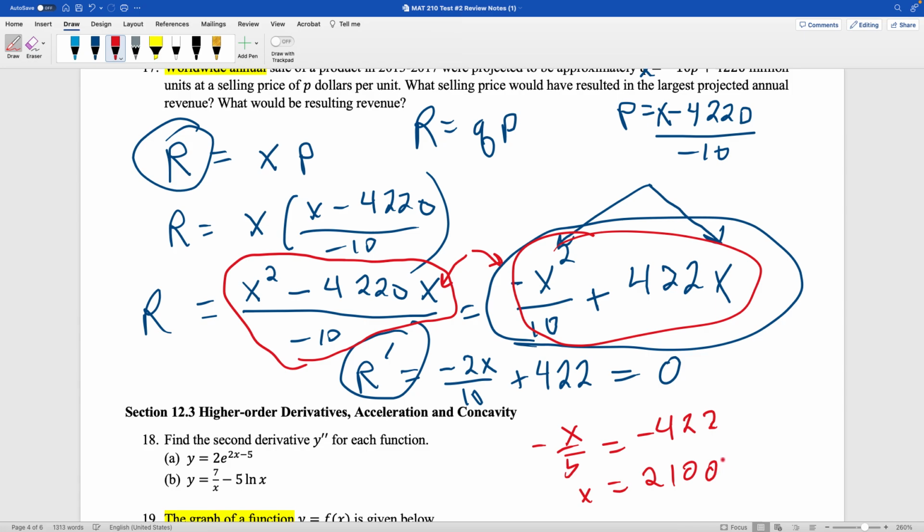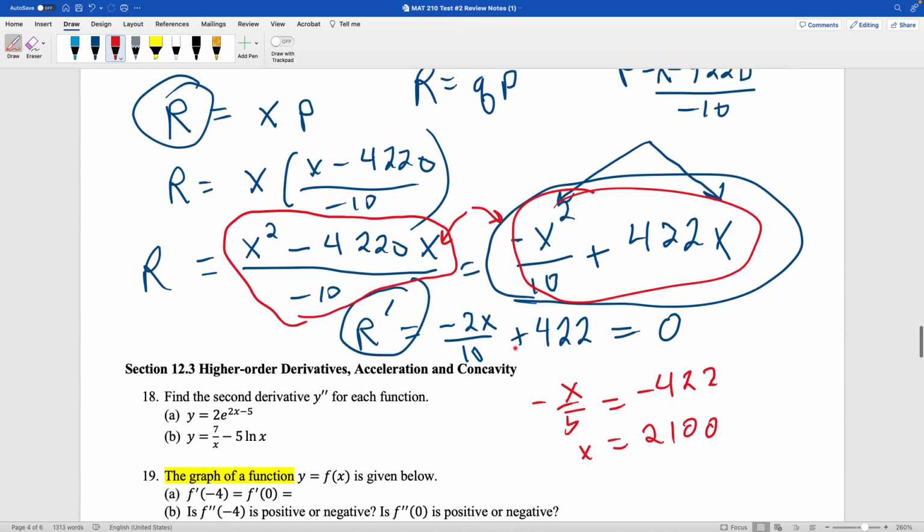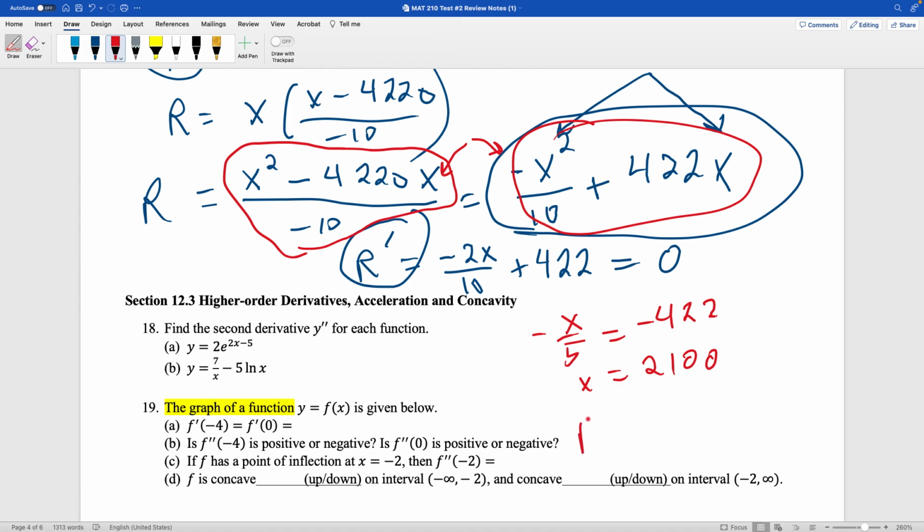And so then we take this and we plug it back into here. So we're going to say that the actual revenue, this is how many we should make because that's how many we're going to be able to sell. We never found the price. We could do that, but they didn't ask for that. They only asked for the revenue. So then we put this 2100. We're going to get negative 2100 squared, and make sure that negative is on the outside, divided by 10, plus 422 times 2100, and whatever that equals.